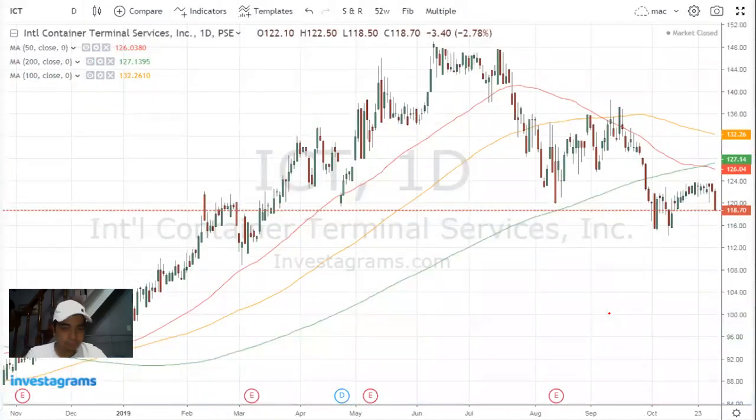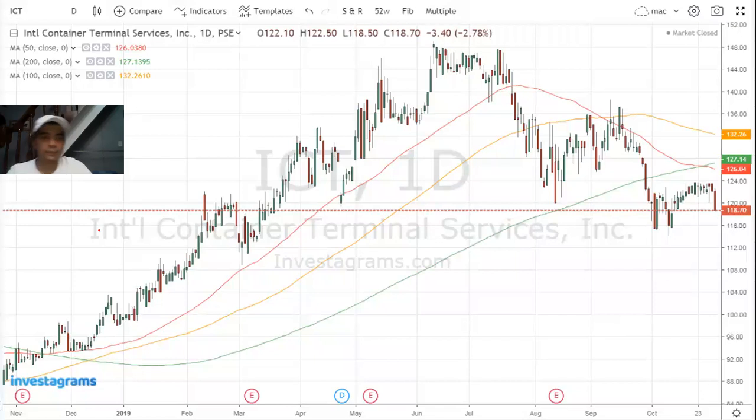So next, lastly, we have ICT, or the International Container Terminal Services Inc. When it crosses the three moving averages around this point, maybe you're going to buy here when it breaks out from the resistance line at this point. If you buy there, let's assume that you bought it at around 100 pesos.